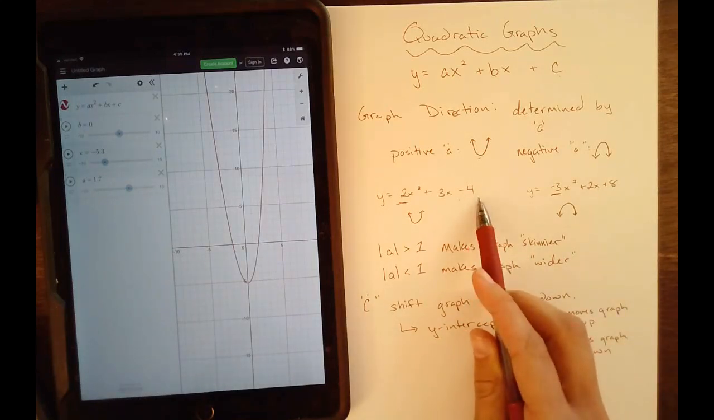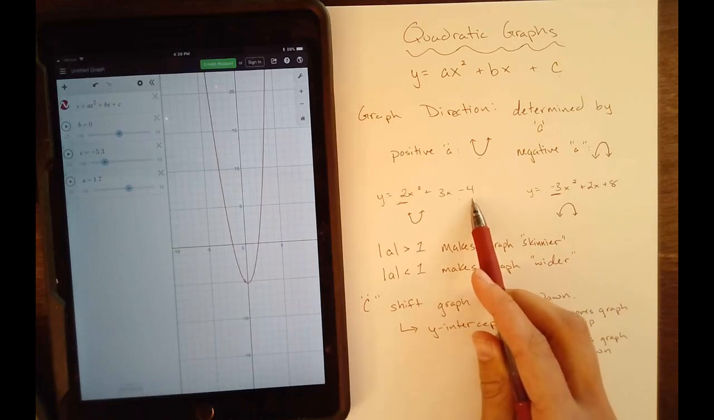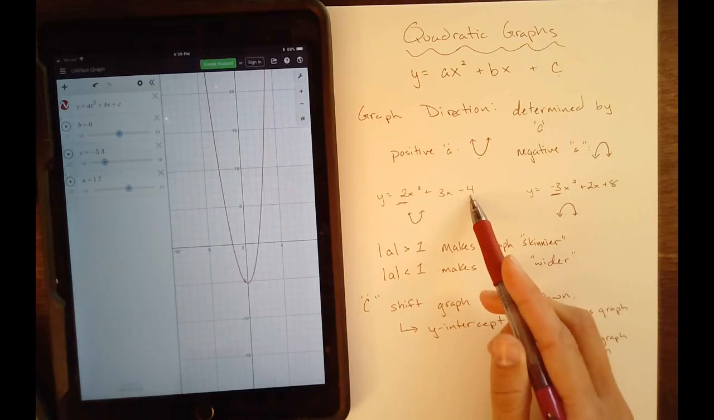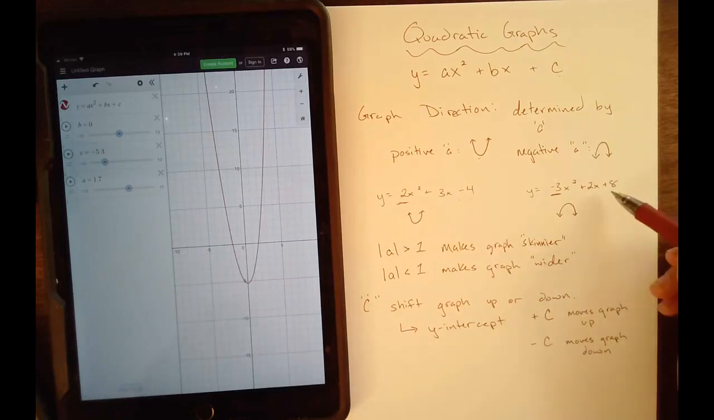This one has a +8 at the end, which means that it's going to shift that graph up 8. Okay? The y-intercept is also going to be at +8.